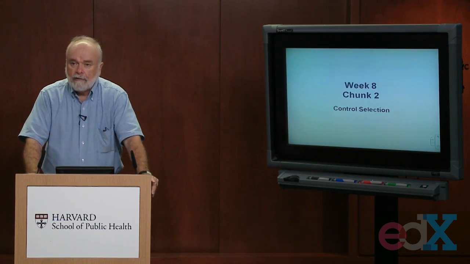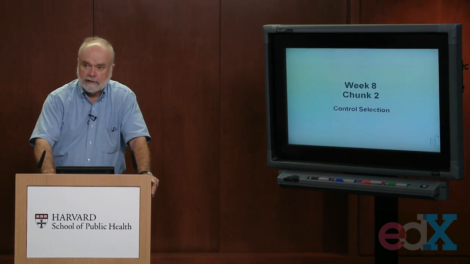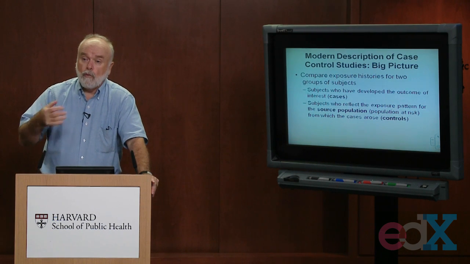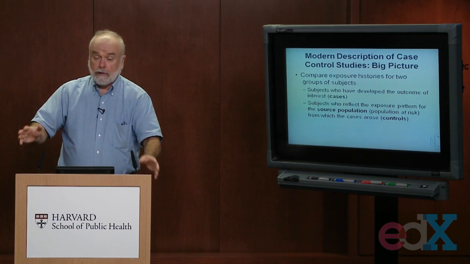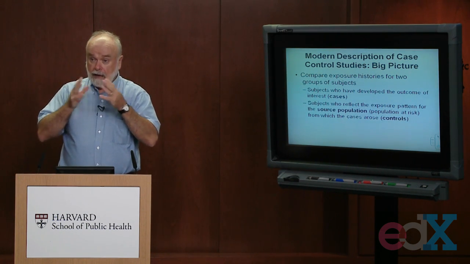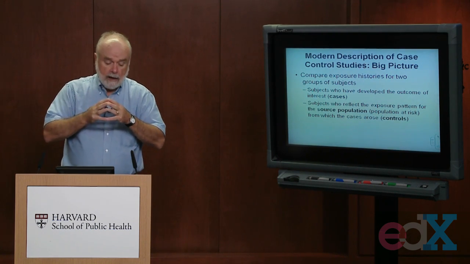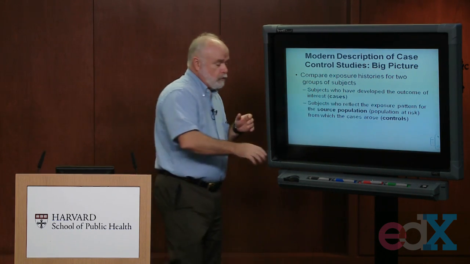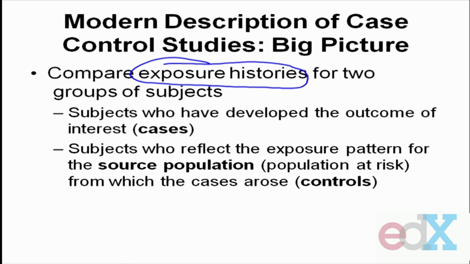What I'd like to do now is talk a little bit more about the selection of controls in a case control study. Now remember the way we're describing case control studies. We're going to enroll people, cases, people with disease. We're going to enroll another group of people, controls. And for both groups, we're going to ask about previous histories of exposure. How much smoking these people did in the past.